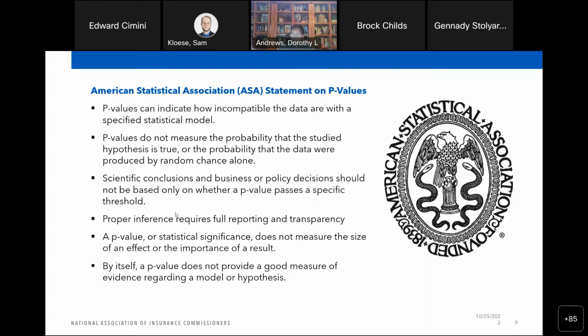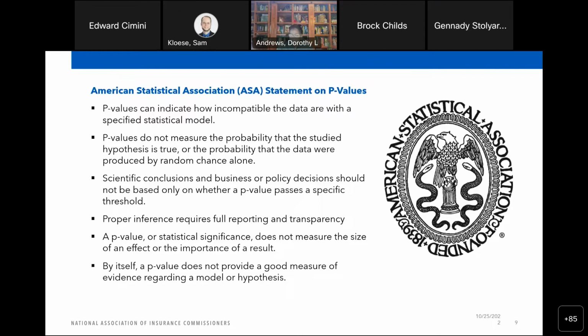You want to definitely provide full transparency. You want to set your p-value at the beginning of the experiment, and you should not be changing your p-value once you look at your results, because that's cheating. The p-value also does not measure the size of an effect or how important the result is. The p-value is simply a measure of how probable it is that you got the test statistic that you got based off of your data by chance, and that's it.